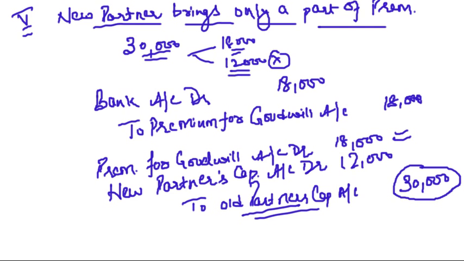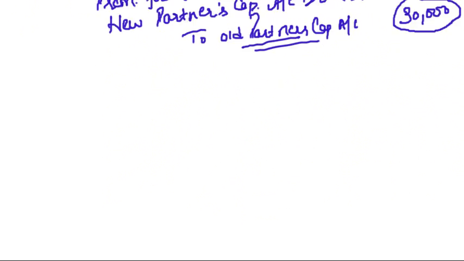So this is the case when the new partner brings only a part of his premium for goodwill. We will debit the new partner's capital or current account with the amount that is pending, the amount that has not been brought by the new partner. Clear? Now let's see a practical problem on this.